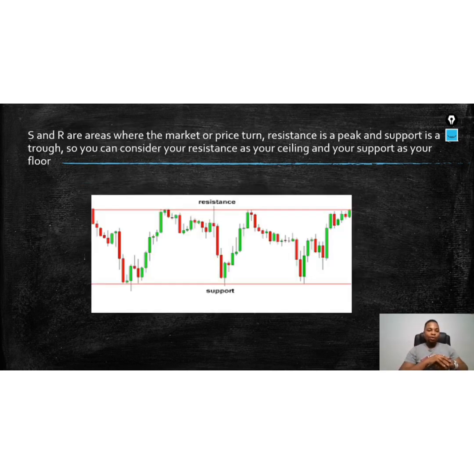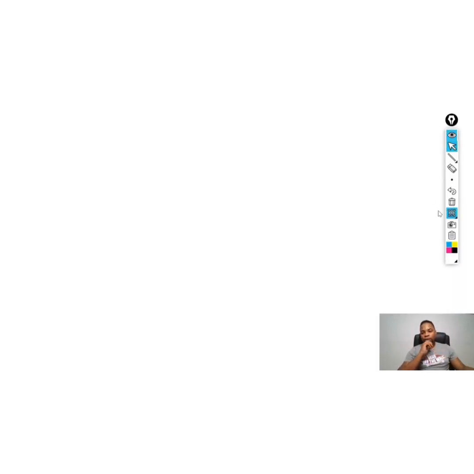S&R are areas where the market price turns. A resistance is the peak and support is a trough. So you can consider your resistance as the ceiling and your support as the floor. So let me now go to a demonstration so that you can see what it is that I'm talking about.